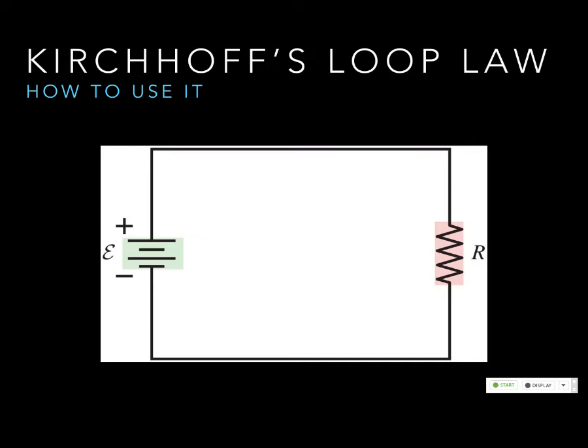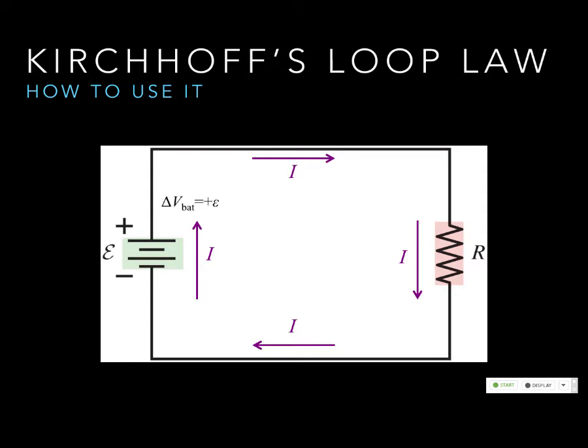Here's your battery, here's your resistor. If you want to calculate currents, you can just use V equals IR in this case. But if you want to look at it from a loop law perspective, you know current's going this way. Do you have to know which way the current's going to use this? No, right? You just have to guess which way the current's going and then be consistent with your sign conventions.